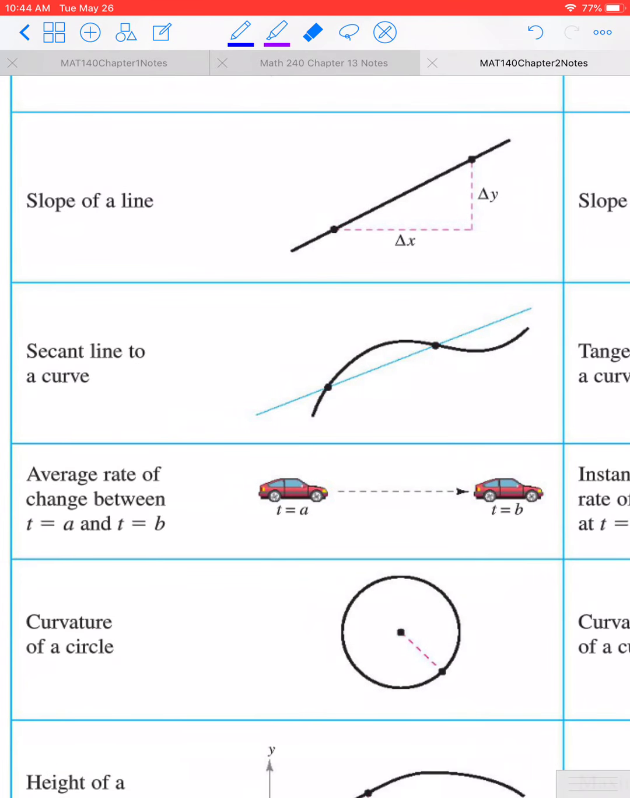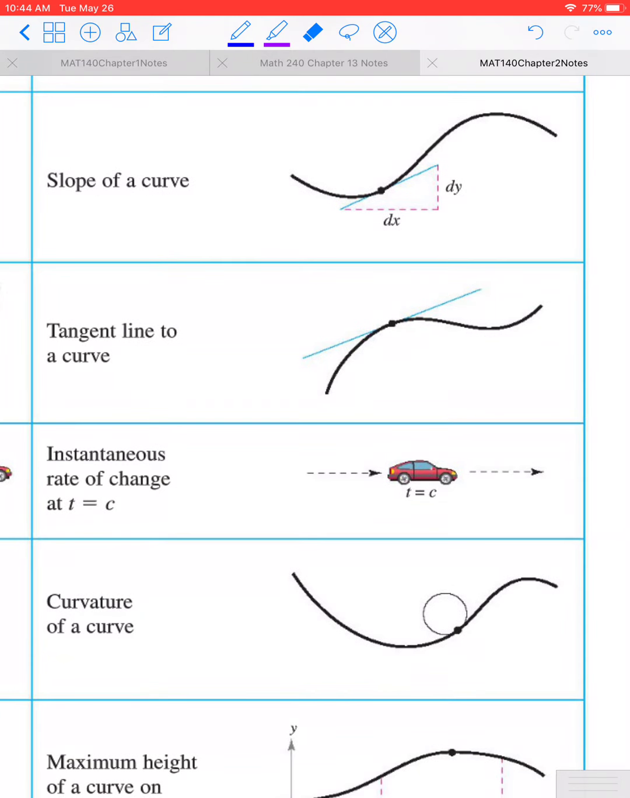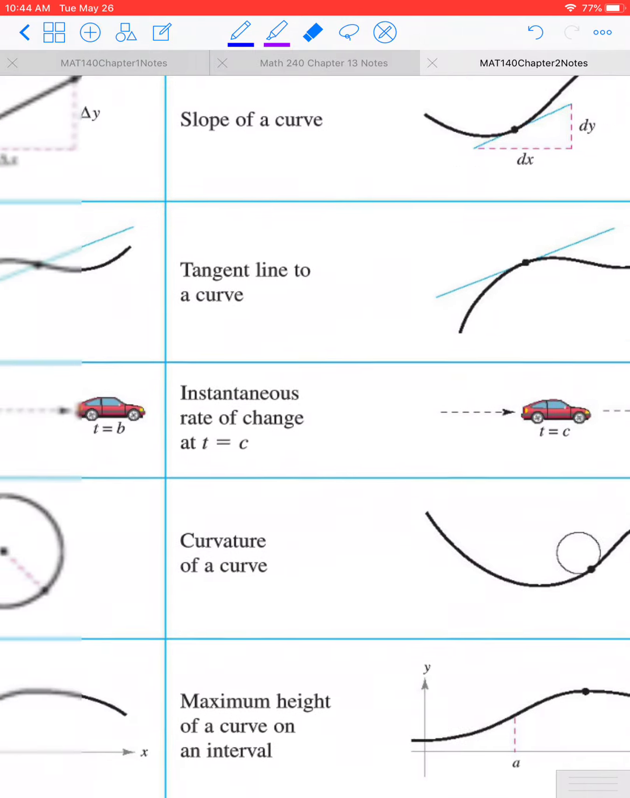So that's something we'll be able to do with calculus that we weren't able to before. Some of the other things that we were able to do are things like secant lines and average rates of change. We will now be able to find the equation and slopes of a tangent line to a curve at a point, as well as the instantaneous rate of change at a particular instance of time.